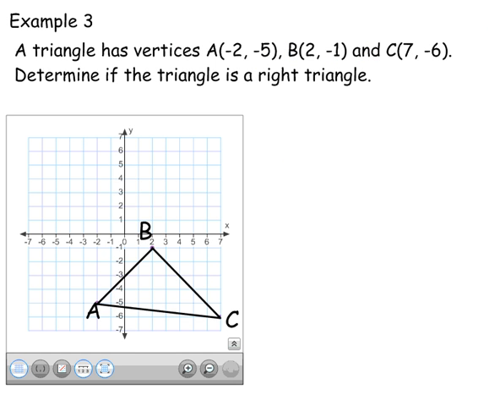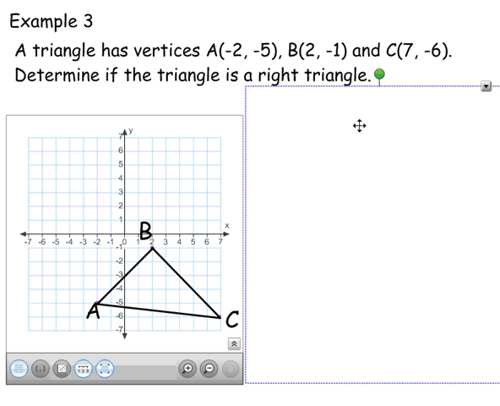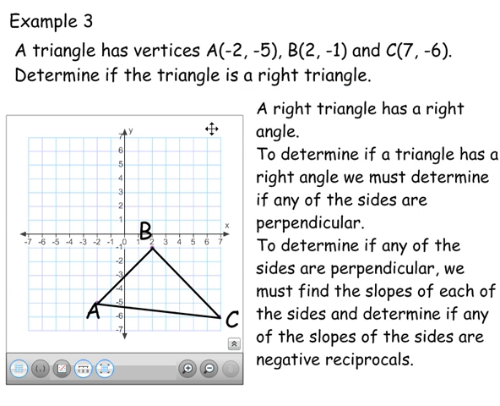For our last example, we are asked to determine or to prove a right triangle. So it says, a triangle has vertices A, B, and C. Determine if the triangle is a right triangle. Even though it doesn't use the word proof, it's implied with the word determine that this is a proof. So let's go over some basic things. A right triangle has a right angle, right? To determine if a triangle has a right angle, we must determine if any of the sides are perpendicular. Because if you have perpendicular sides, then you're going to have a right angle somewhere, because perpendicular lines form right angles. To determine if any of the sides are perpendicular, we must find the slopes of each of the sides and determine if any of the slopes are negative reciprocals. So for right triangle proofs, we need to find slopes.